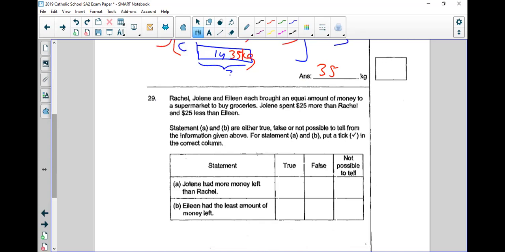Okay, now what's the answer for question 29? False and true. Okay, false and true. Okay, how to do this? It looks a little hard. Rachel, Jolene, and Eileen each brought an equal amount of money. Okay, and then Jolene spent $25 more than Rachel and $25 less than Eileen.